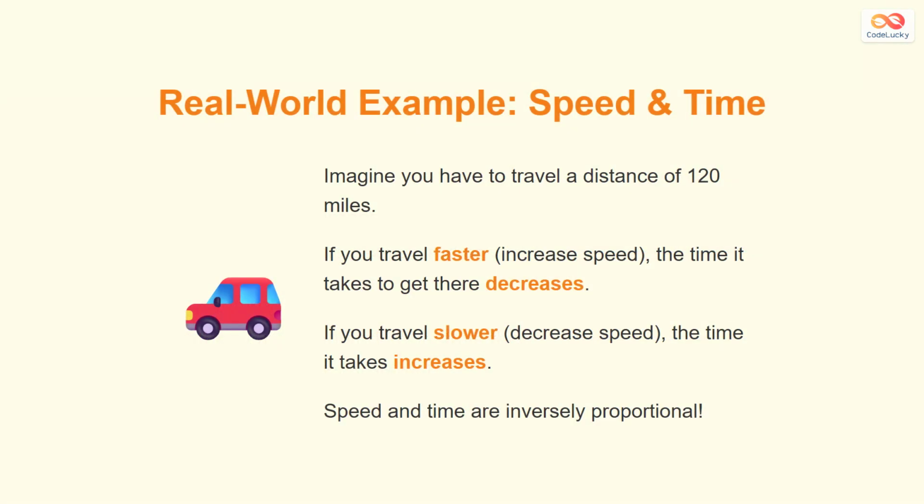Let's look at a real-world example. Imagine you have a trip to make that is 120 miles long. If you increase your speed, the time it takes to complete the trip decreases. Conversely, if you decrease your speed, the travel time increases. This is a perfect example of an inverse relationship. Speed and time are inversely proportional.